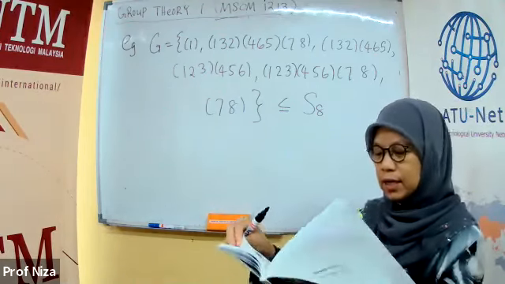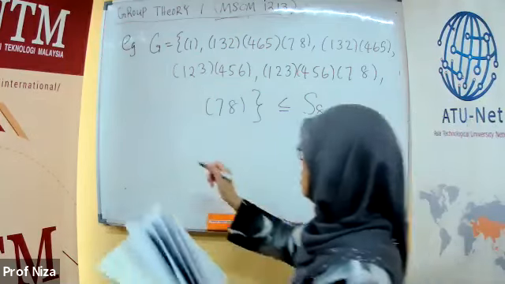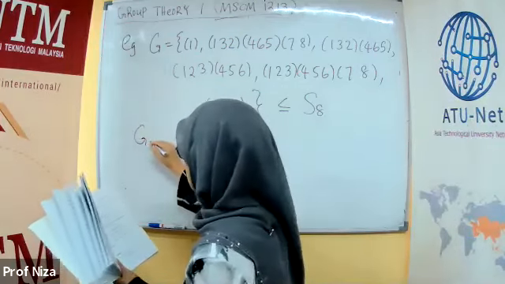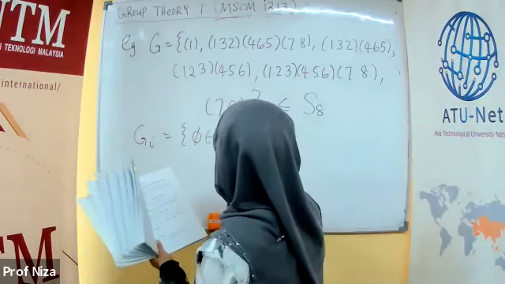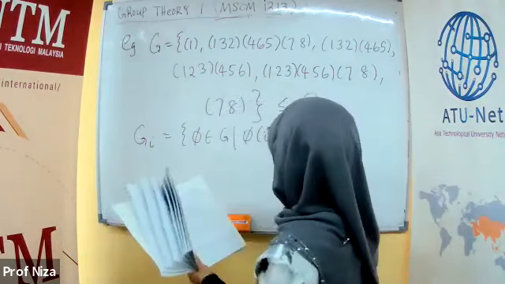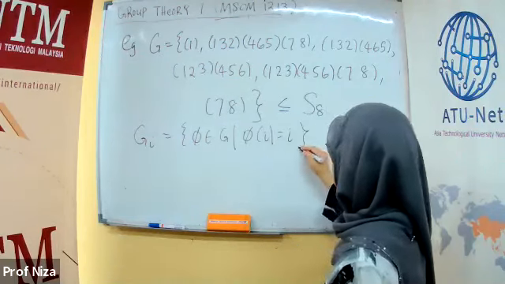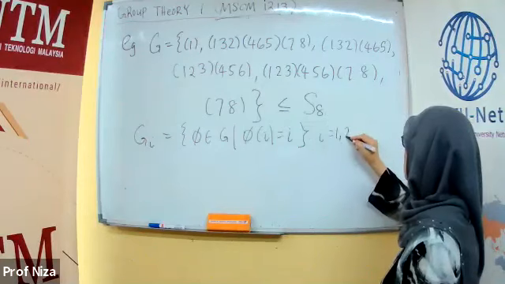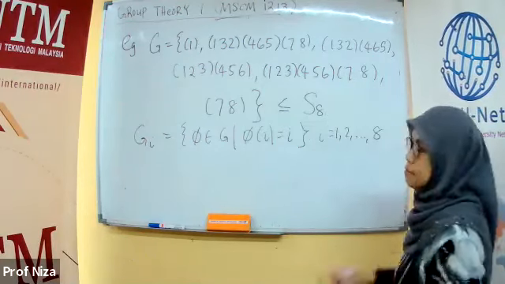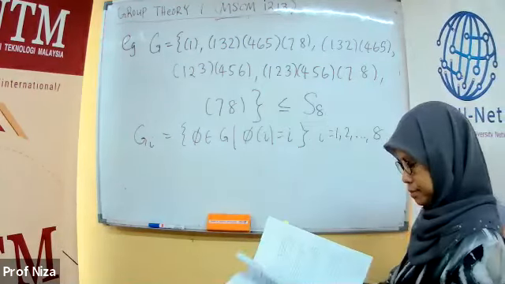Now we need to find the stabilizer. Again, G_i is phi in G such that phi of i is i. So you can have i from 1 until 8, right?